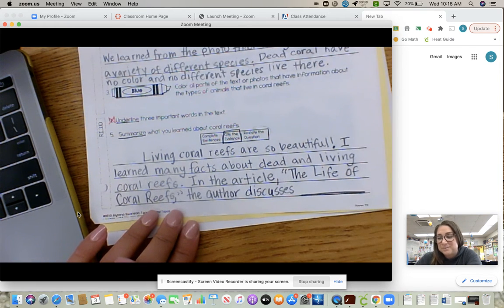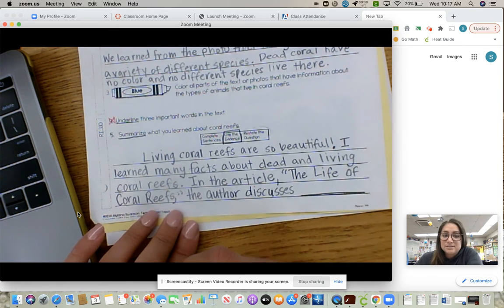Other attention grabbers we can use are questions. So, did you know that coral reefs can be living and/or dead? We could say something to the effect of, dead coral reefs are just not colorful, or living coral reefs are so colorful, right? We just want to grab our reader's attention.